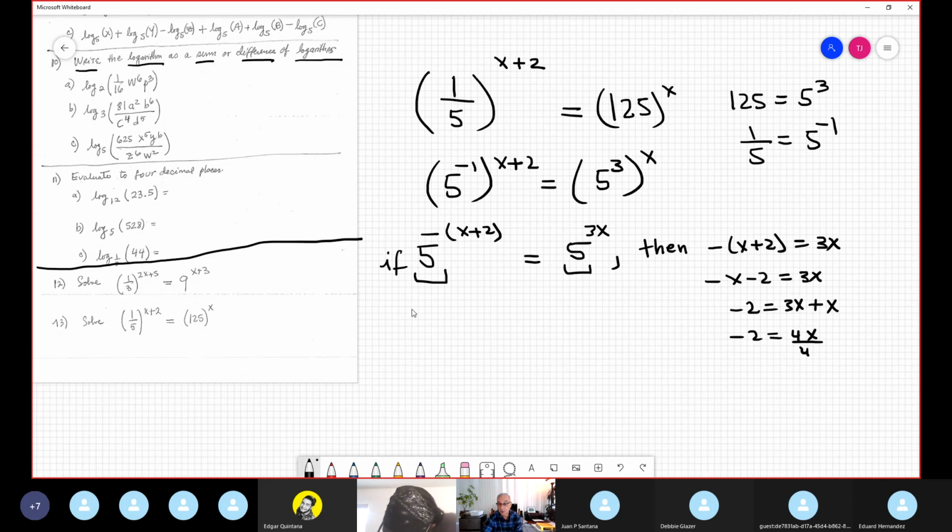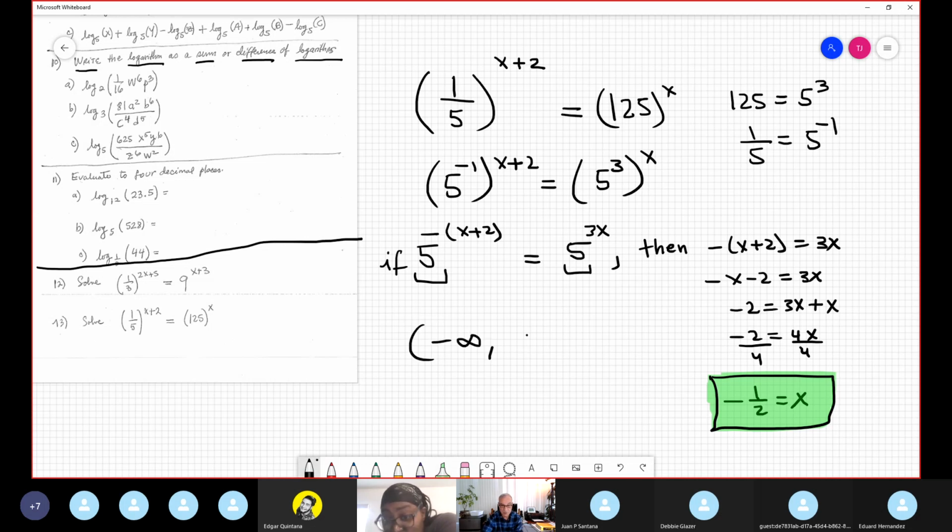Wow, nice. I like that. Divided by 4 both sides, and reduce to the lowest terms: negative 1/2 equals x. No verification is necessary, so the exponential equation is nice. An exponential equation may have a positive or negative solution, doesn't matter, because the domain of the exponential is all real numbers. So in the exponential equation you accept positive, negative, 0, whatever.